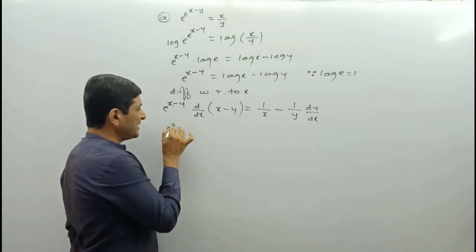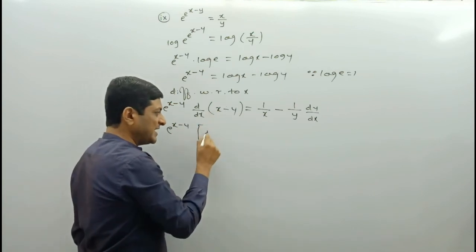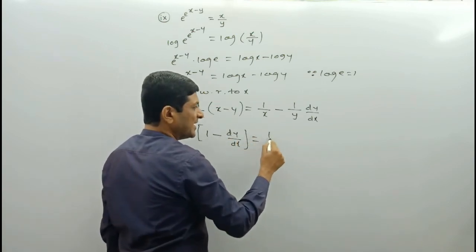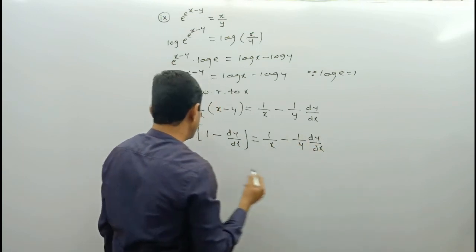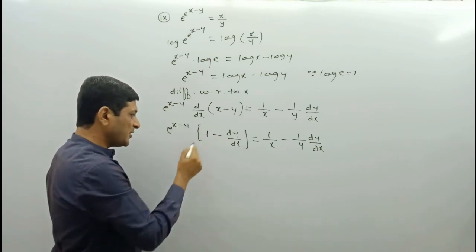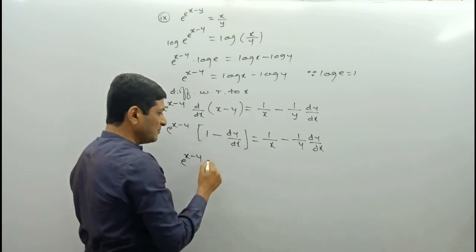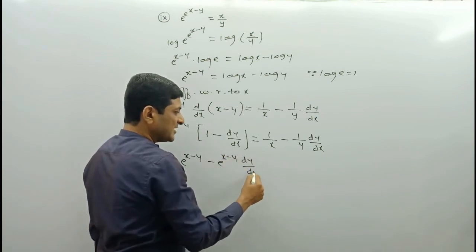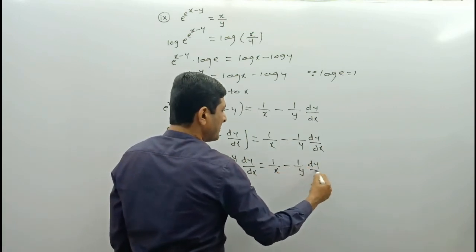So e raised to power x minus y, keep it as it is. Now we are finding its differentiation. The derivative of x is 1 and the derivative of y is dy by dx. And on this side 1 by x minus 1 by y dy by dx, keep it as it is. Now I am multiplying by e raised to power x minus y to both the terms in this bracket. So e raised to power x minus y into 1 is e raised to power x minus y. e raised to power x minus y into minus dy by dx is minus e raised to power x minus y dy by dx. On this side, 1 by x minus 1 by y dy by dx, keep it as it is.